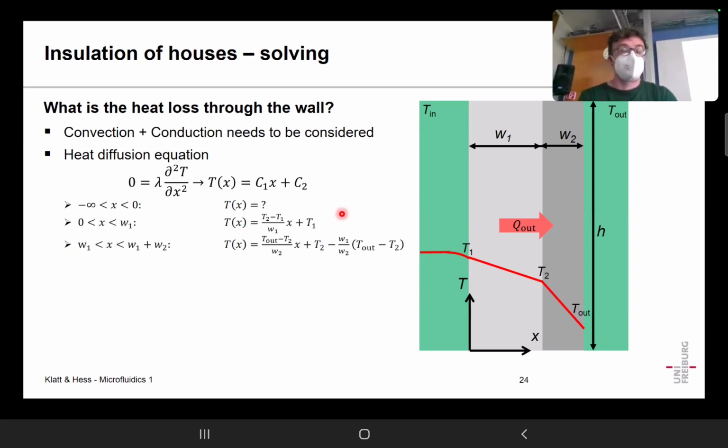If we look at the profile, you will have the same that we had before. There's a linear temperature profile in one layer, there's a linear temperature profile in the second layer, and there is somehow this convective temperature profile that I just discussed at the start of this lecture.